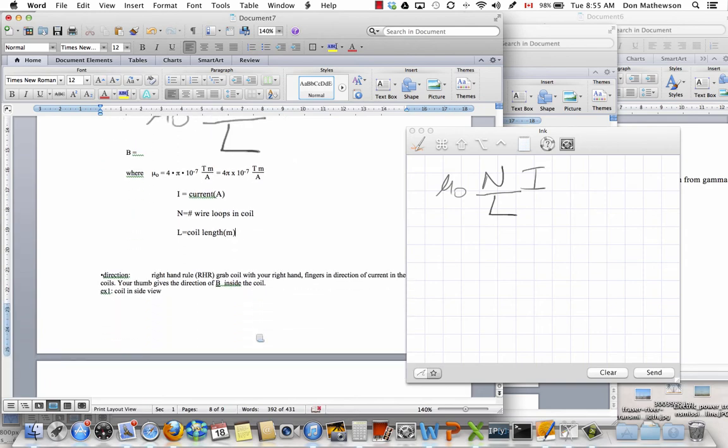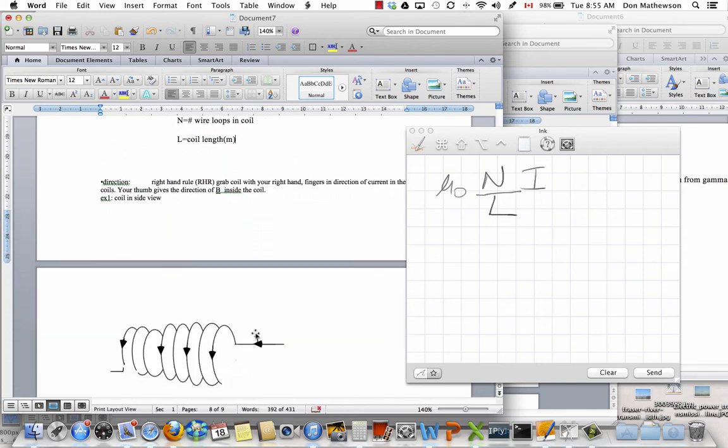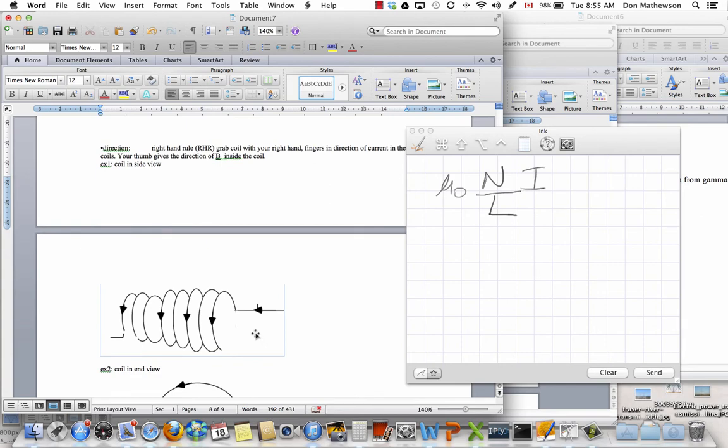Now, there's another right-hand rule to find the direction of the coil field. And this, once again, says grab the coil, but when you grab the coil, let your fingers go in the direction of the current. If your fingers go in the direction of the current with your right hand, you'll see these currents are going up in the back and down in the front. If you do that with your right hand, you'll see that your right hand thumb ends up pointing to the right. So these are the currents in the windings.